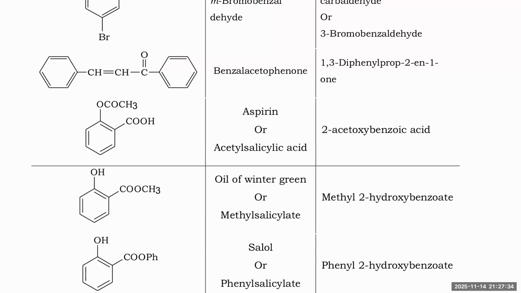Next one. If you have this one, this side there is an ester form, this side there is an acid form. So benzoic acid is the main functional group and this is a substituent. It is read as acetyl salicylic acid. That is the common name. The IUPAC name is 2-acetoxy benzoic acid. Clear? Another common name which is very commonly used is aspirin.